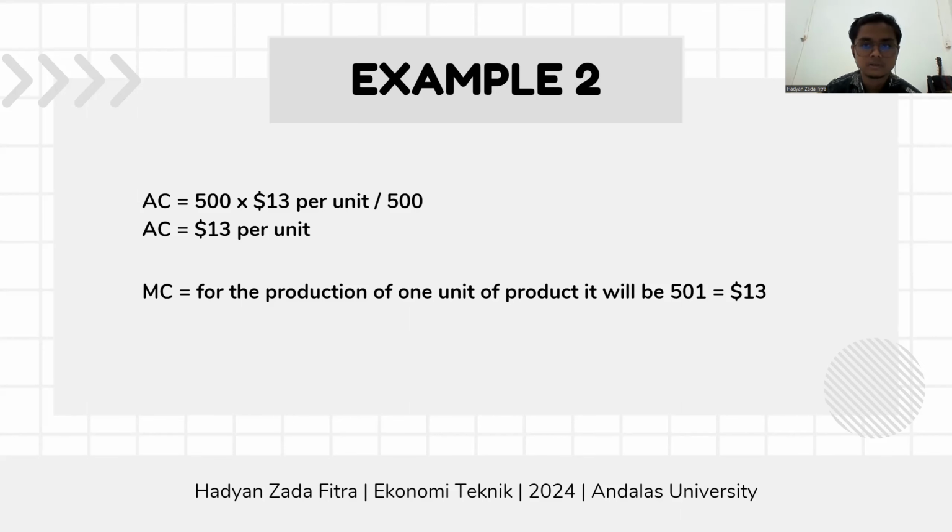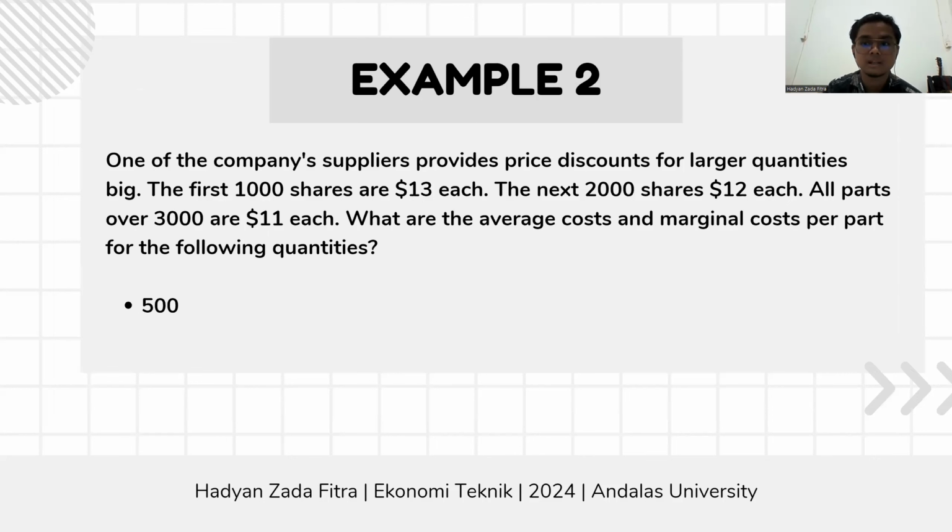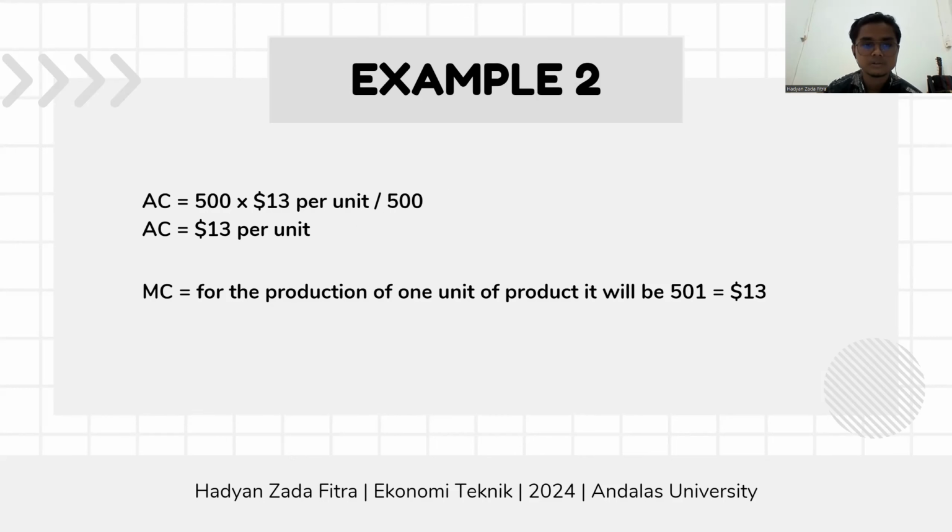Next, we have to find the marginal cost. The marginal cost is the cost of producing one additional unit. So for the production of one more unit of product, it will be the 501st unit. So the marginal cost for the 501st unit is $13. So the marginal cost for this case is $13.